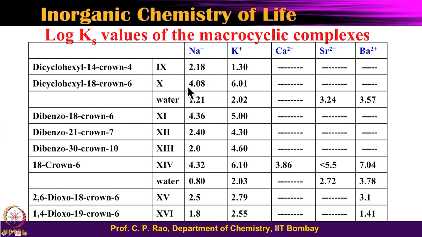So, what do you say? This molecule has affinity to sodium, affinity to potassium, but selectivity is more towards potassium, because potassium is binding 100 times better than sodium. How does 100 come? It is 10^6, this is 10^4.